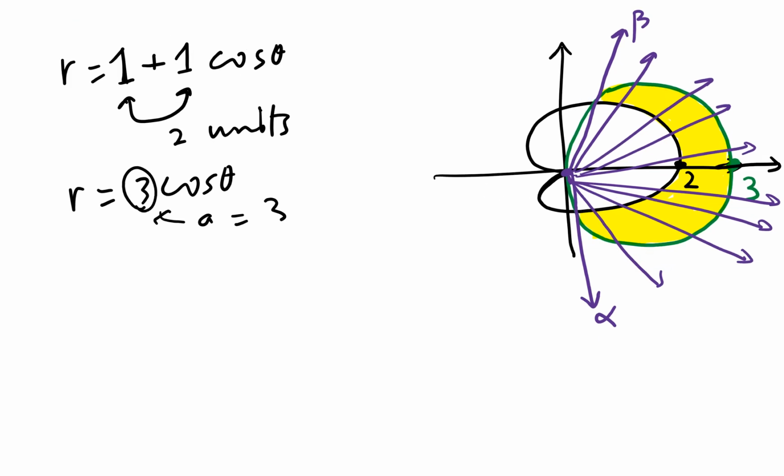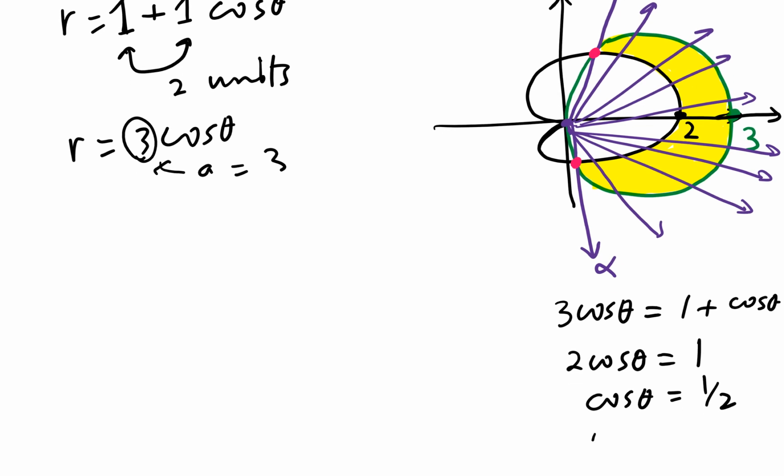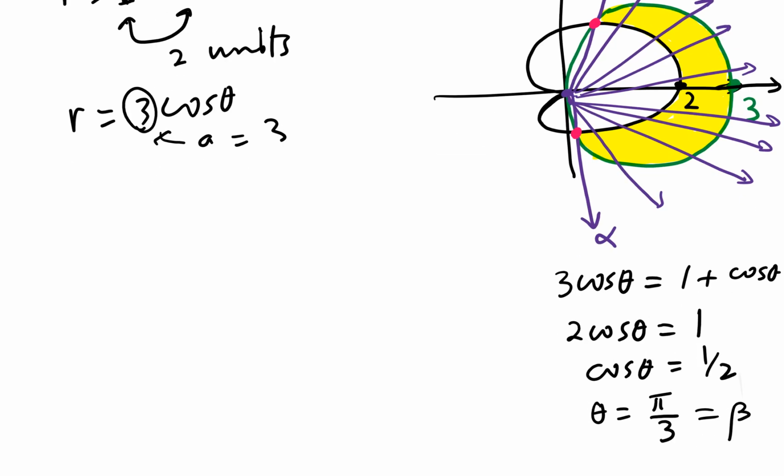How do I find the area? Well, I need the bounds. They meet at 2 points, here and there, so I need to find their point of intersection. To find it, we set the graphs equal to each other: r equals r. So 3 cosine theta equals 1 plus cosine theta. Subtract cosine on both sides, divide by 2. What are the angles where cosine is 1/2? The first angle is pi over 3. That's our beta.